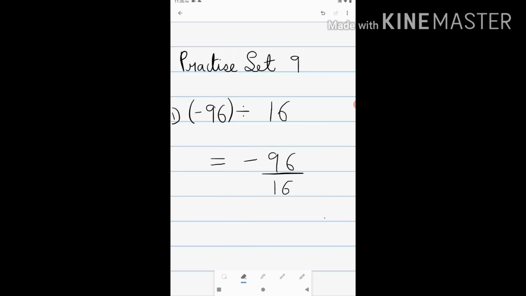As I am writing on my phone screen, please ignore the handwriting and focus on the explanation part. Moving forward, you can see I have already written the question. The first question is minus 96 divided by 16. In the very first step, I have rearranged the question. I have written 96 in the numerator and 16 in the denominator.